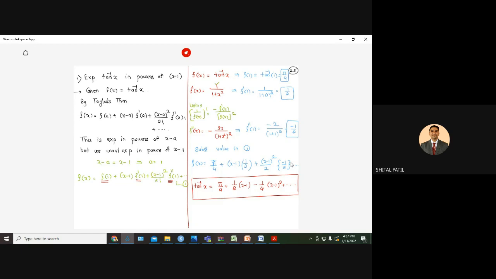So Taylor's theorem can be used to find this type of expansion. Sometimes, usually in mechanical and civil engineering, it is required to find the expansion about x equal to a, x equal to b, like this. So let me change the page. Example 24.